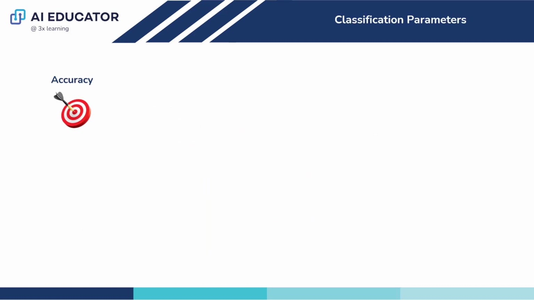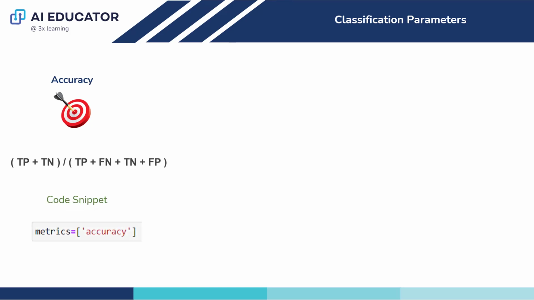First, accuracy. Accuracy can be defined as the ratio of the total number of values that are predicted correctly to the total number of records present. That is, the true positives plus true negatives divided by true positives, true negatives, false positives, and false negatives. If you want to assign the evaluation parameter as accuracy, all you need to write is metrics equals to inside a square bracket accuracy.